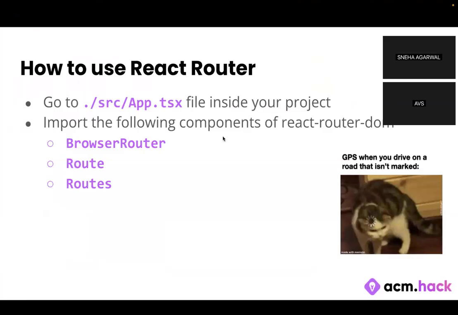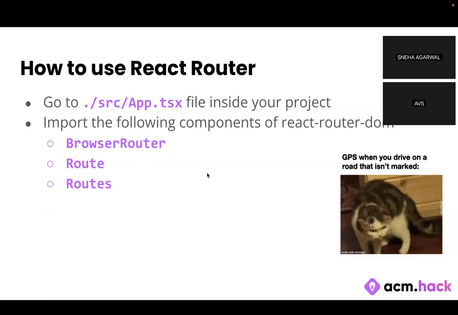So now moving on to how we're going to use React Router. First, let's go into our SRC folder into app.tsx, and we're going to import the following components from the library. For today, we're going to be using BrowserRouter, Routes, and Route. And before we import them, I'll just explain each of them briefly.